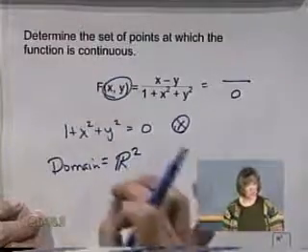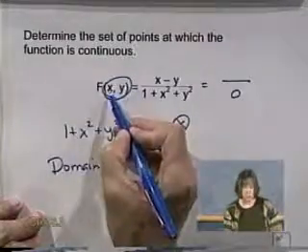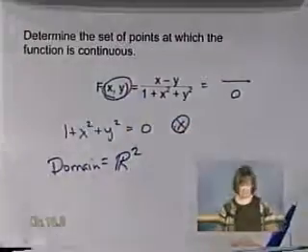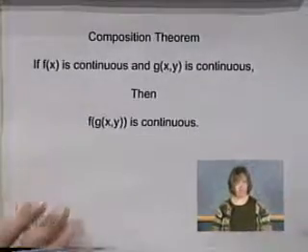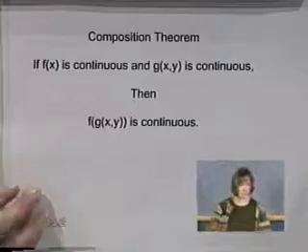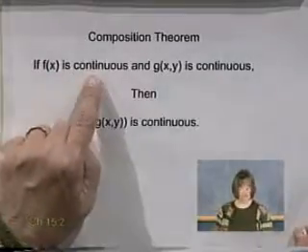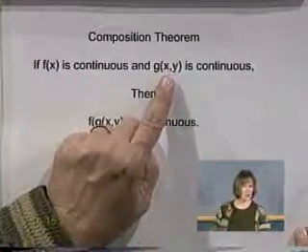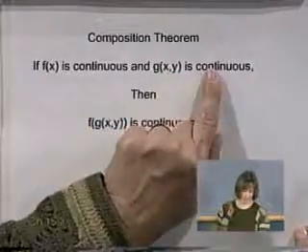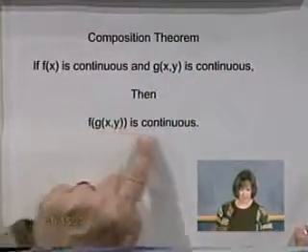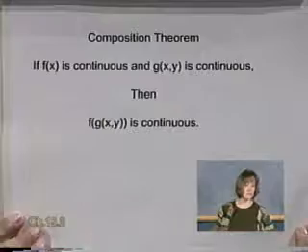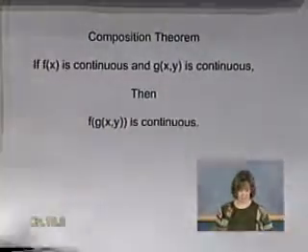Because you notice what you're doing is you're taking R cross R. A real number, comma, a real number. Piece of cake. Okay, composition theorem, this is from your Calc 1 days. It's the same thing. If g of x, y is continuous, then f of g of x, y is continuous. The composition of two continuous functions is continuous.